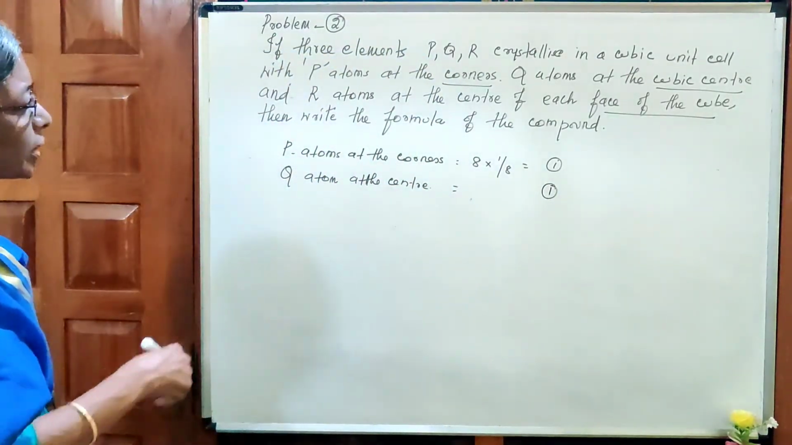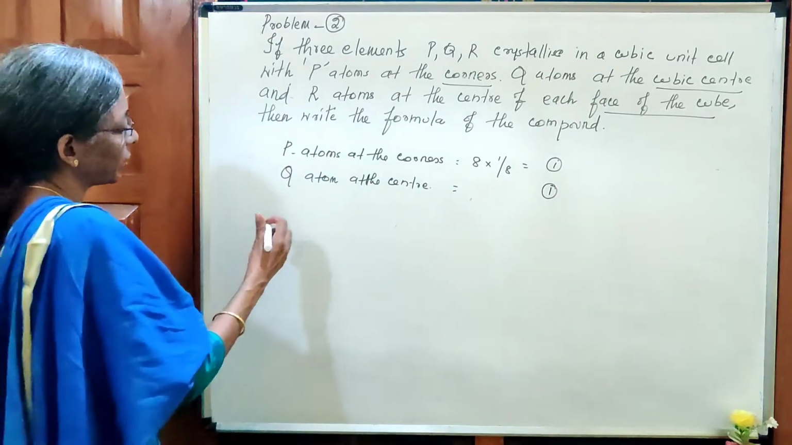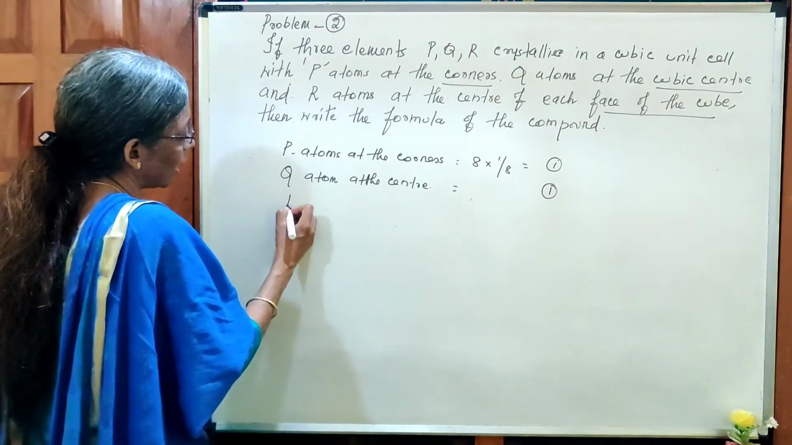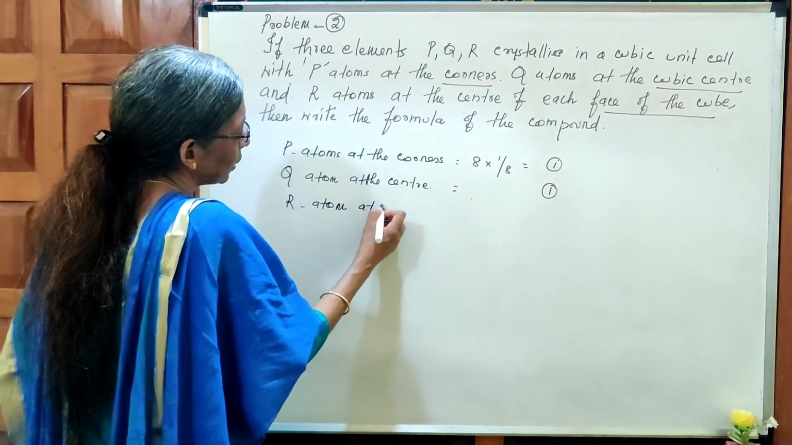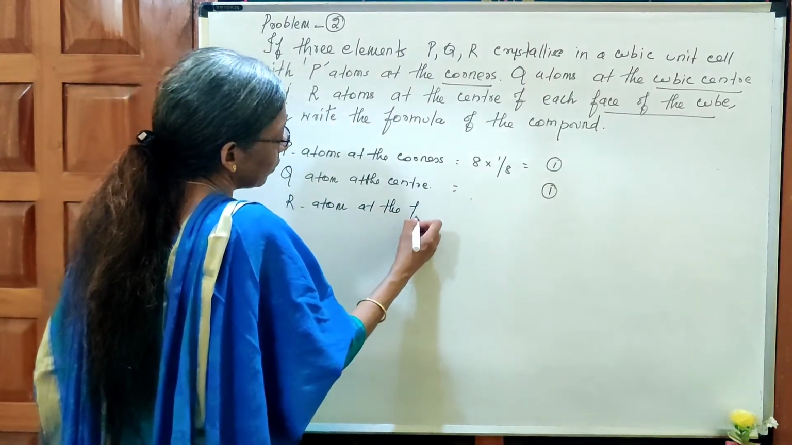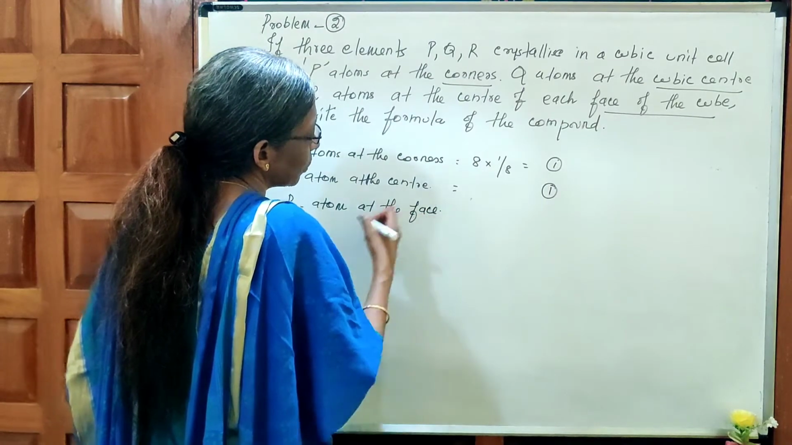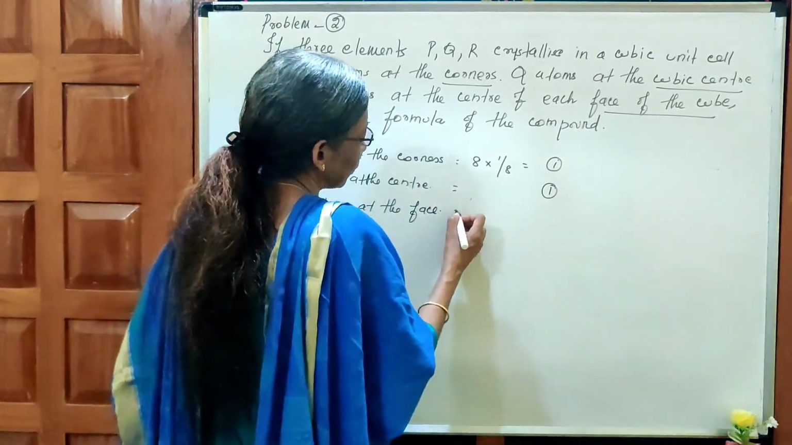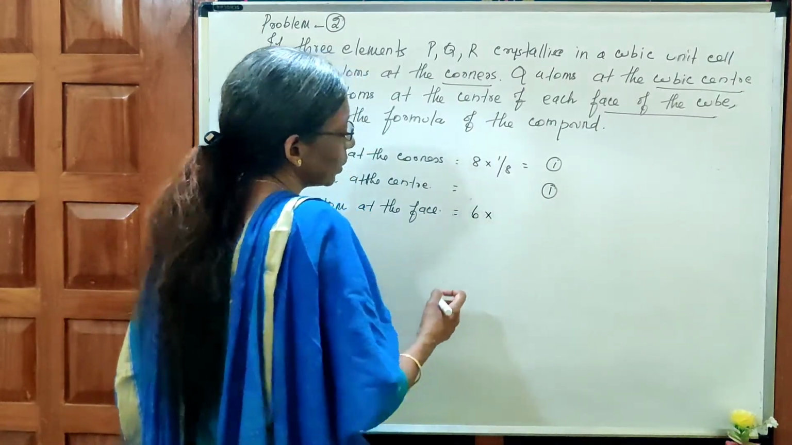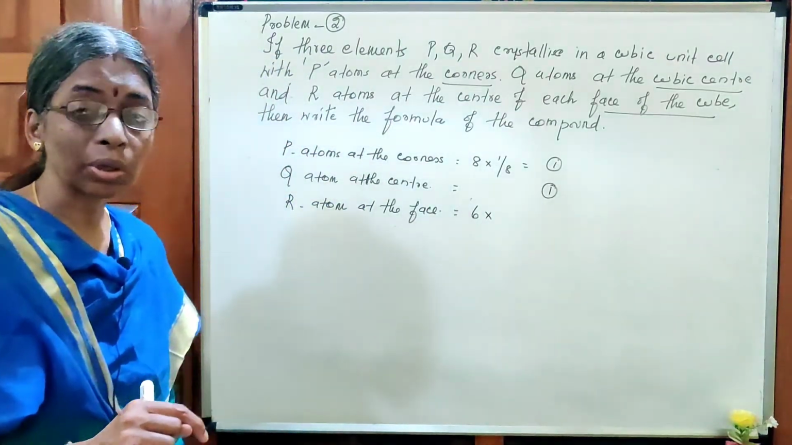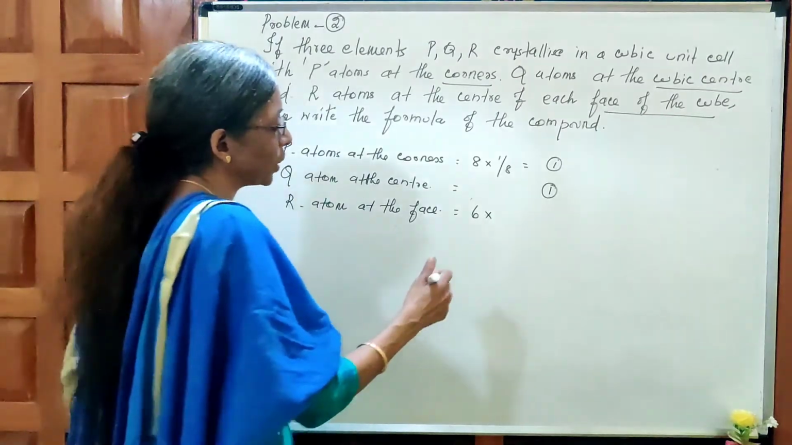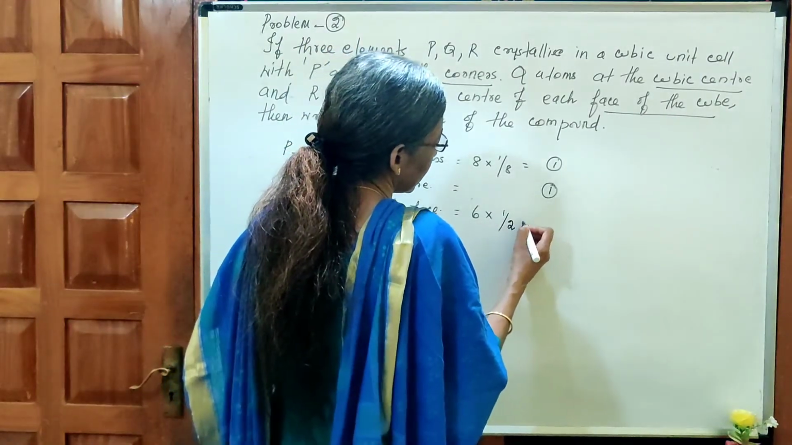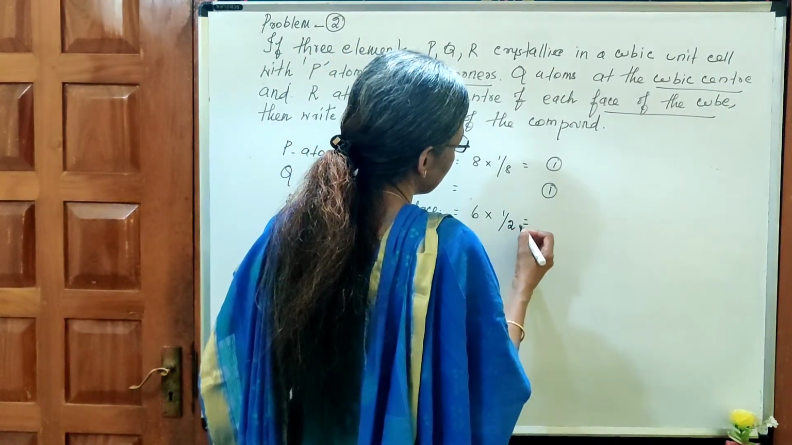Cubic center means body center. Then R atoms at the face. How many faces are there? 6 faces. So in the face, what is the contribution of each point to the particular unit cell? 1/2. So 6 into 1/2 is equal to 3.